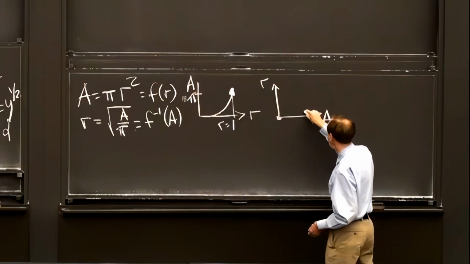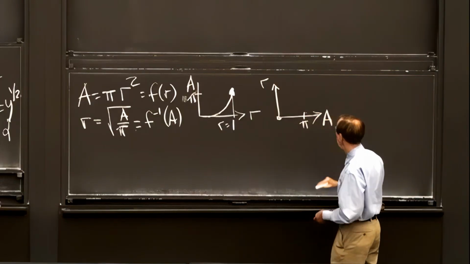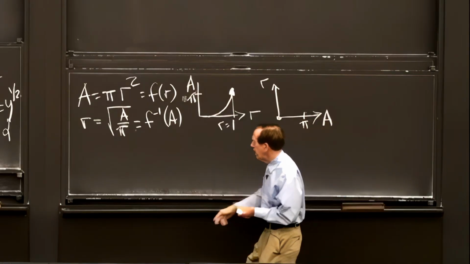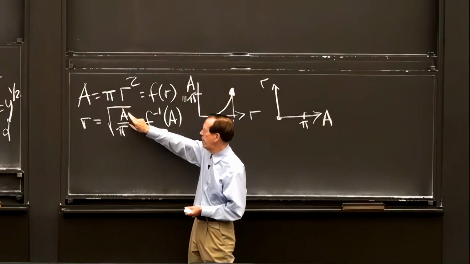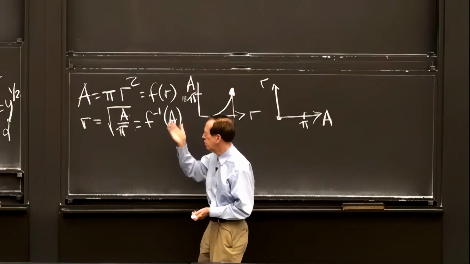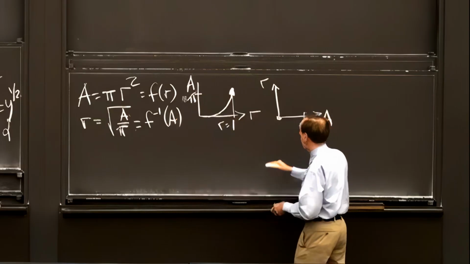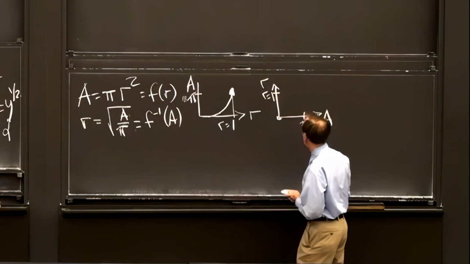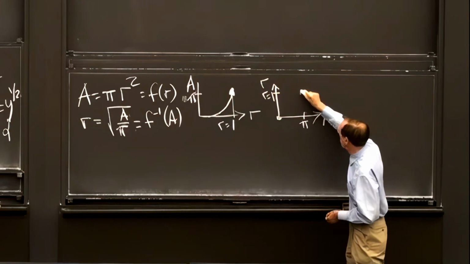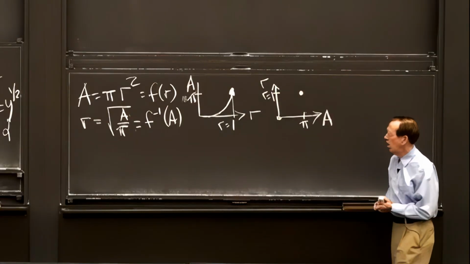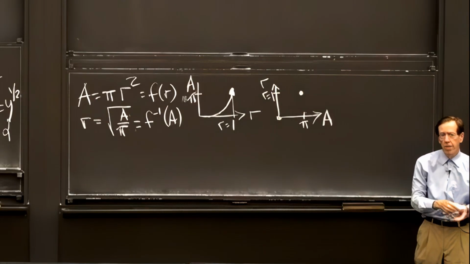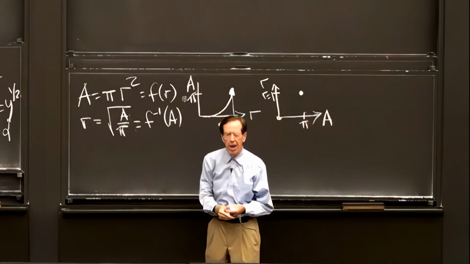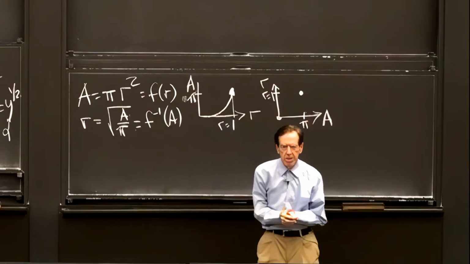If the area is pi, what's the radius? Well, put it in the formula. If the area is pi, I have pi over pi, 1, square root 1. The radius is 1. Of course it's 1. So that's a point on the graph of the inverse function, the square root of a over pi. And what's the rest of the graph?